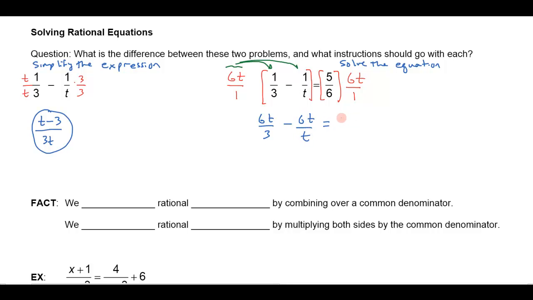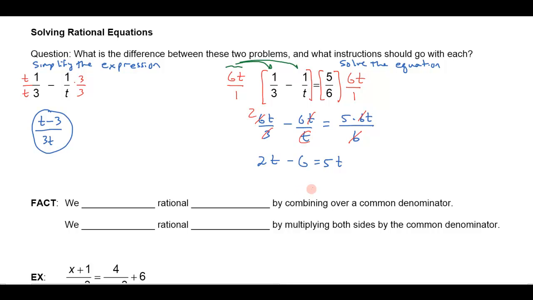And on the other side, I've got 5 times 6t all over 6. Alright, now you notice that I didn't multiply out the 5 times 6t because I saw that the 6's were going to cancel. And they do cancel. In fact, that's what's wonderful about this trick, is because you're multiplying by the common denominator, you're guaranteed that every one of these denominators is going to cancel, and now all of the fractions are gone. I'm just left with 2t minus 6 equals 5t, and that makes the problem so much easier.